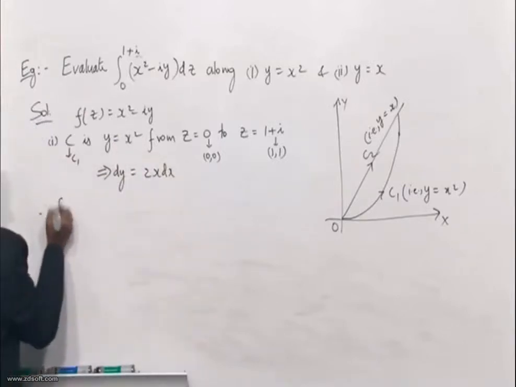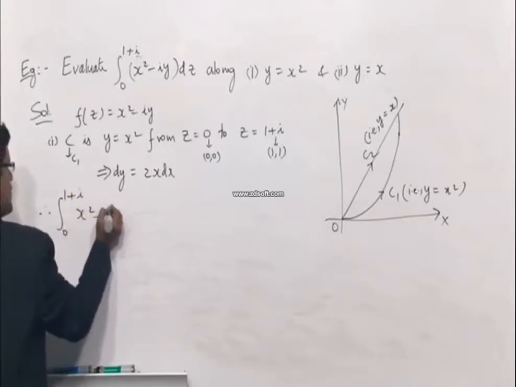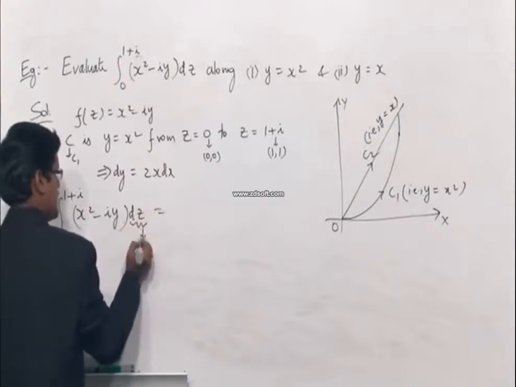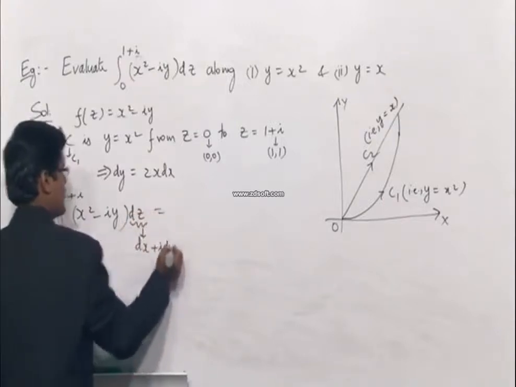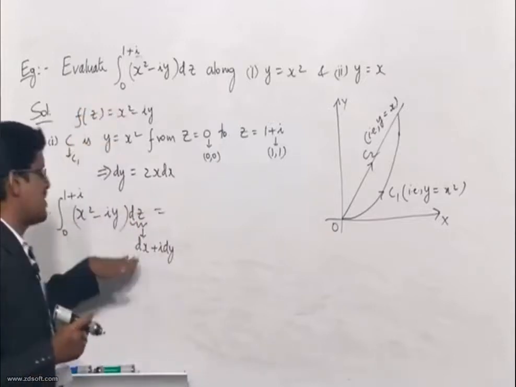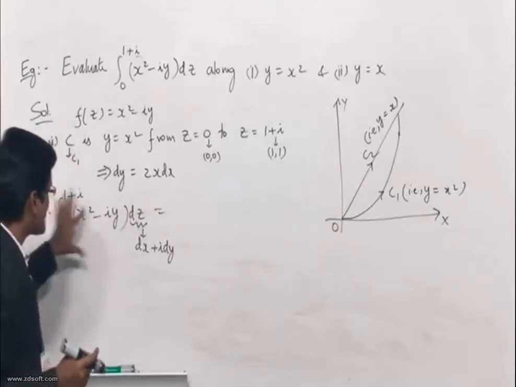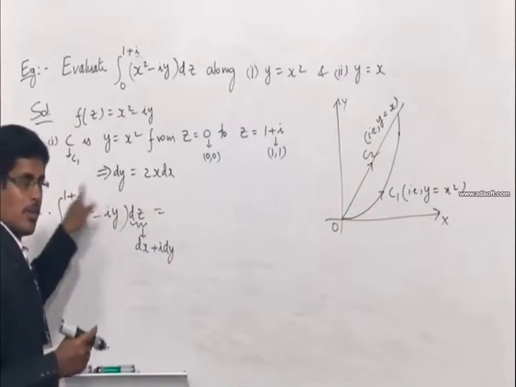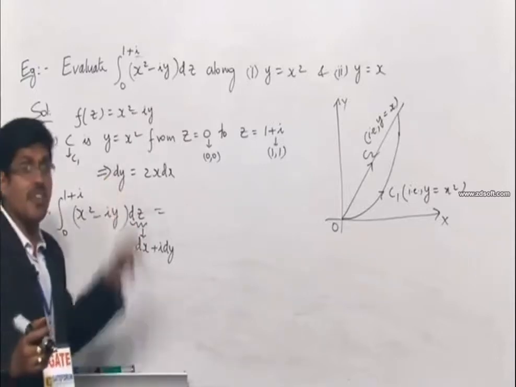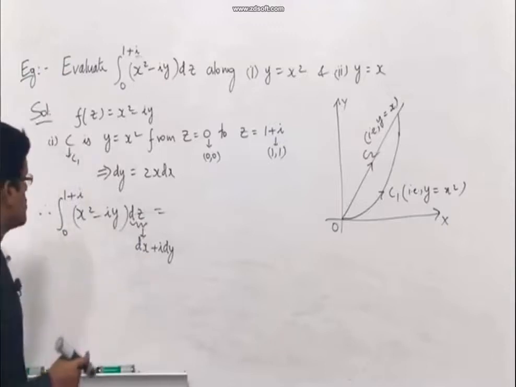So therefore, integral over 0 to 1 plus i of x square minus iy dz is equal to, what is this dz? dx plus i dy. First express in terms of x and y, and depending on the curve, if possible, express in terms of one variable. Yesterday I showed you problems. Or you express whatever you are going to integrate as the derivative of some expression. That will happen only if f of z is analytic. Yesterday that happened if f bar is irrotational, curl f bar is equal to 0 bar.